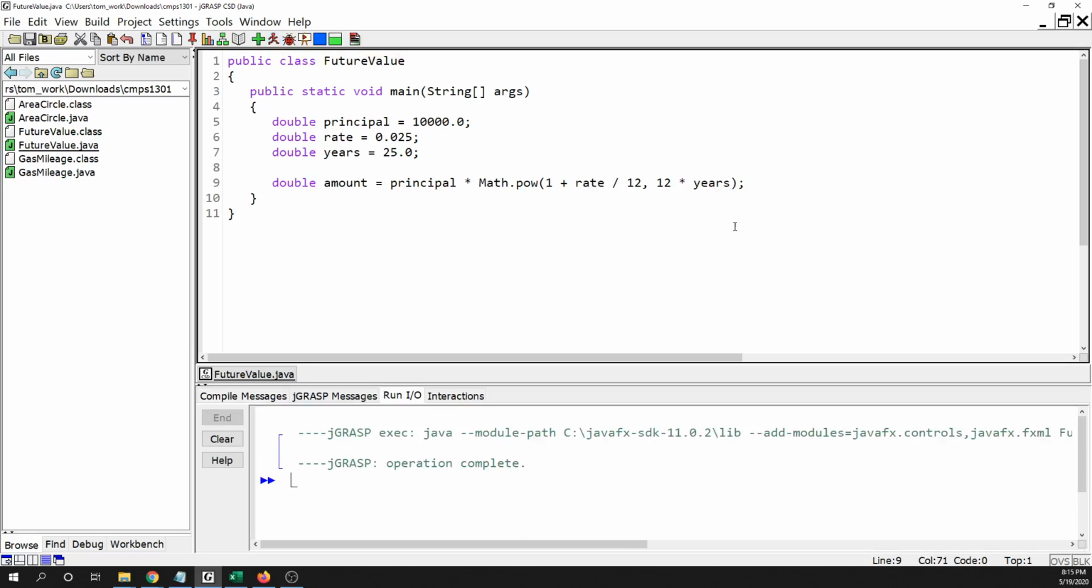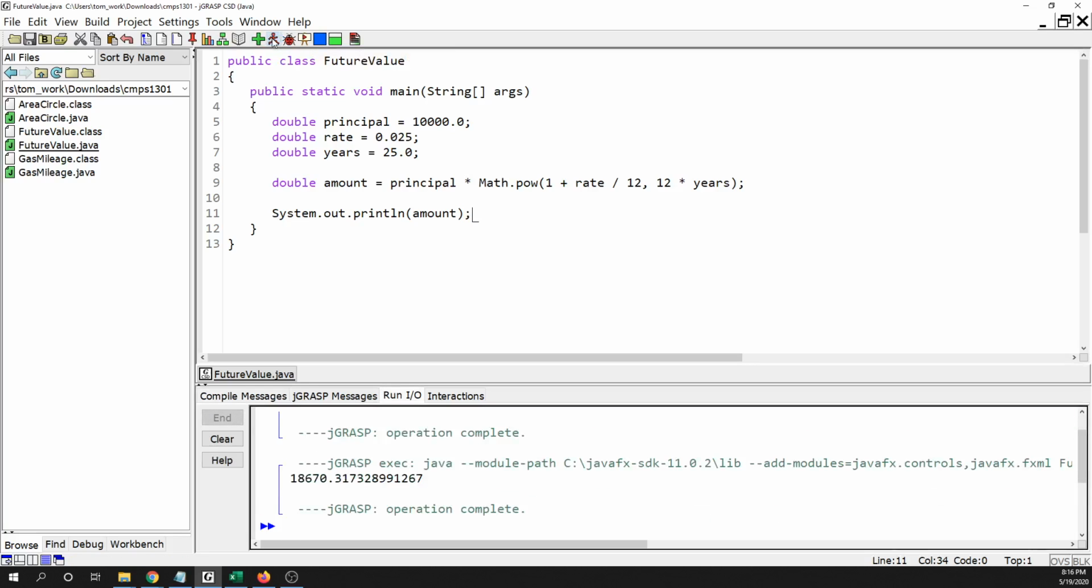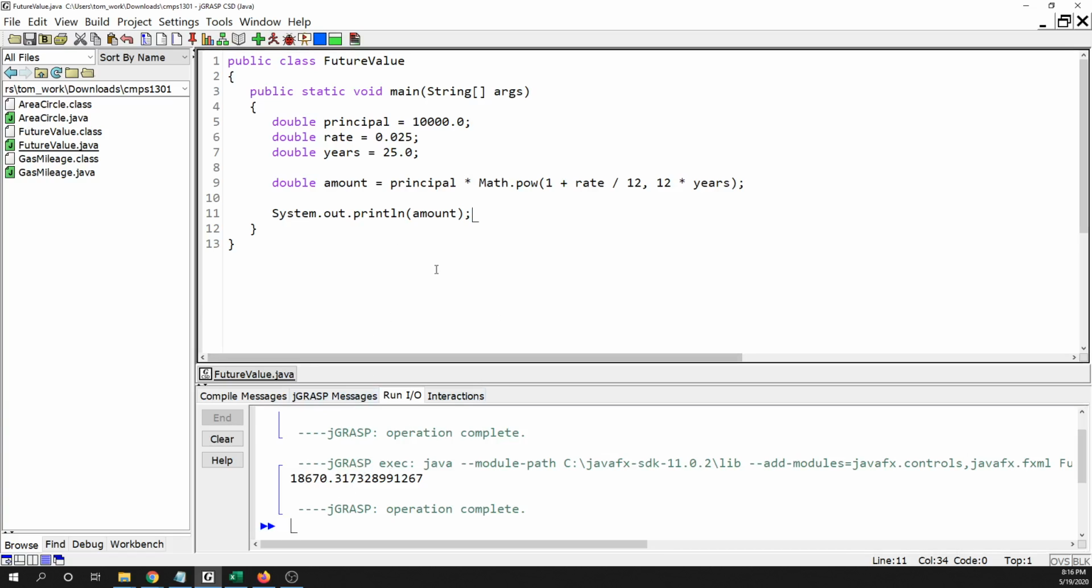All right, everything is okay so far. And then just to check that that seems reasonable, we can type that out and see that we would have, after 25 years, $18,670. Okay, so that looks like everything's going okay. We'll need to get a better message than this, right? So let's start working on that.